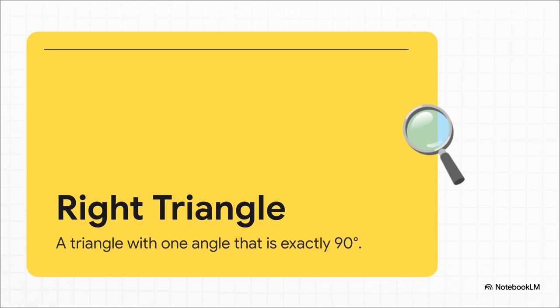Okay, next in the lineup is the right triangle. This guy is super easy to spot. Why? Because it has one perfect square corner, an angle that is exactly 90 degrees. Think about the corner of a piece of paper or a TV screen. That's a right angle. For sure, the easiest suspect to identify.